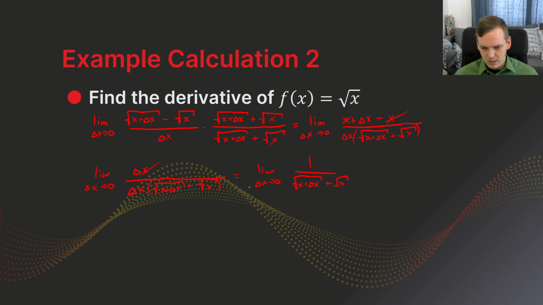When we plug in 0, or when we find the limit, that's going to give us 1 over square root of x plus square root of x, and that ultimately means that f prime of x is equal to 1 over 2 square root x.